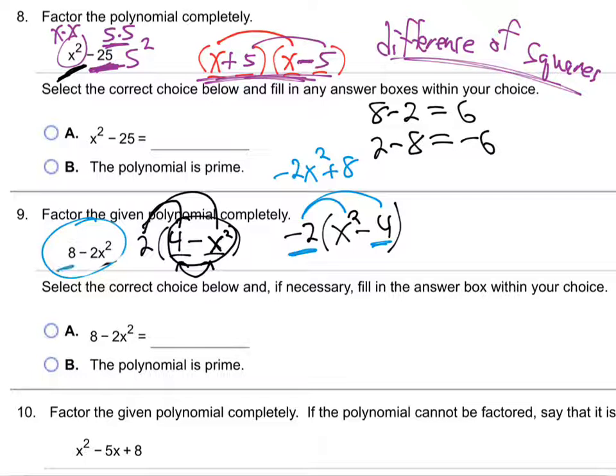So what's the sign in front of that 8? Well, there's nothing in front of that 8. Right, so what does that mean? Positive. And what's the sign on the 8 over here? Positive. See how it's the same? What's the sign in front of that -2x squared? Well, minus. What's the sign there? See, that's why I'm saying, what's my point in that?